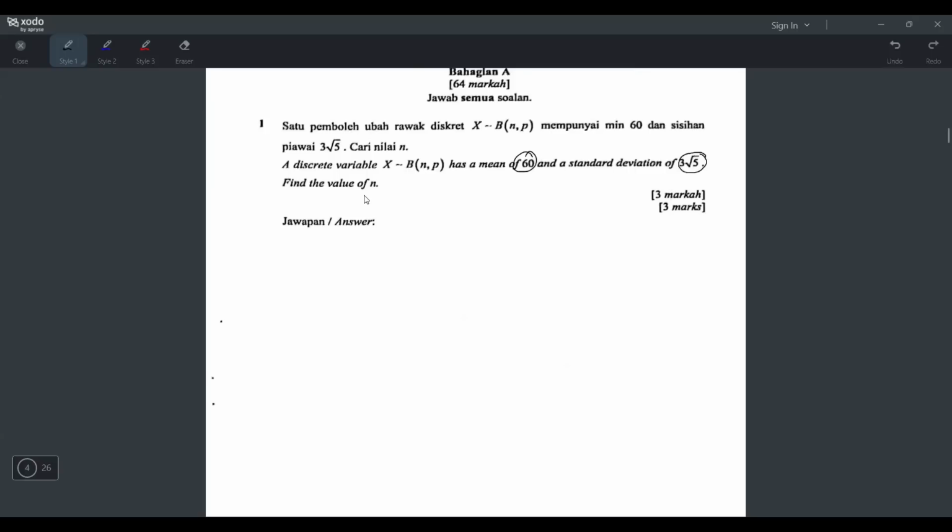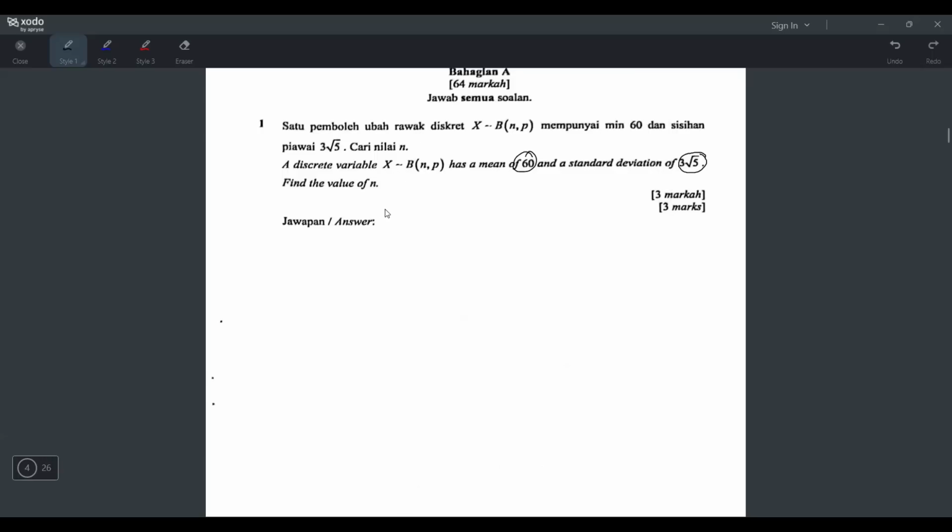First of all, which chapter is this? It's important to know which chapter first before you do the question, because if you don't know the chapter, you might use the wrong formula, and that's not good, right? So let me tell you straight away, this is under Probability Distribution, chapter 5.